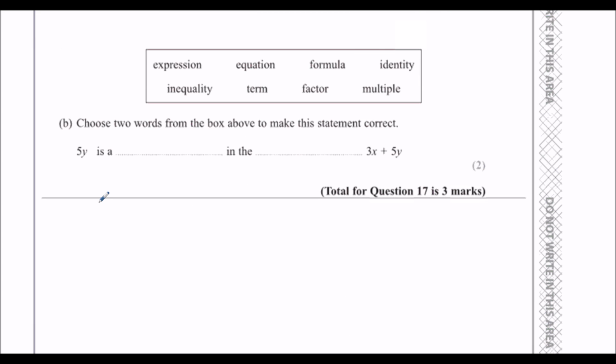Okay, we've got some words now. Choose 2 words from the box to make the above statement correct. So 5y is a what in the what 3x plus 5y. So 5y is a term. It's a term in the expression. So in the expression 3x plus 5y.